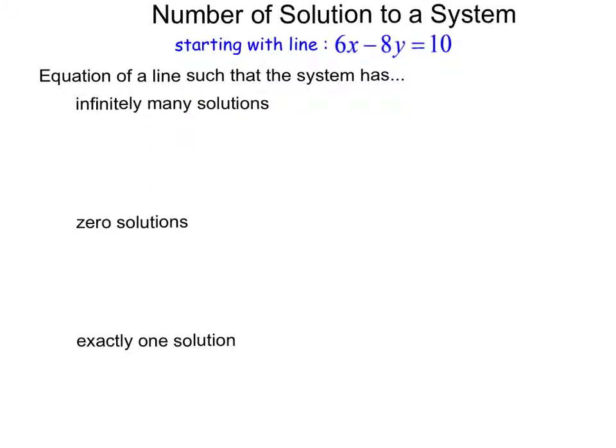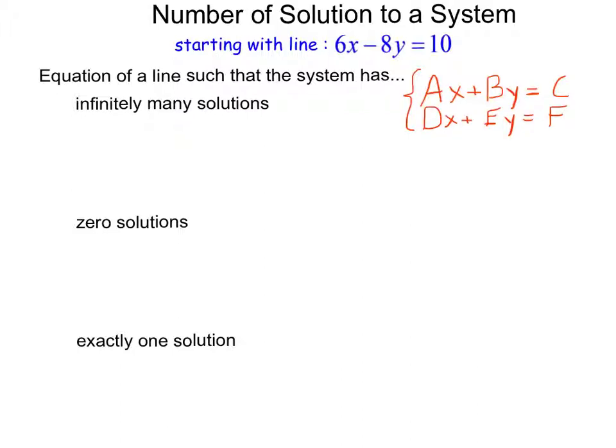Hello there. Last year we looked at the three ways that two lines could interact in the coordinate field, and we're going to do that again, but this time with lines that are written in standard form. Standard form, if you remember, is something of the format where x and y are both on the same side, and it's set equal to a constant.